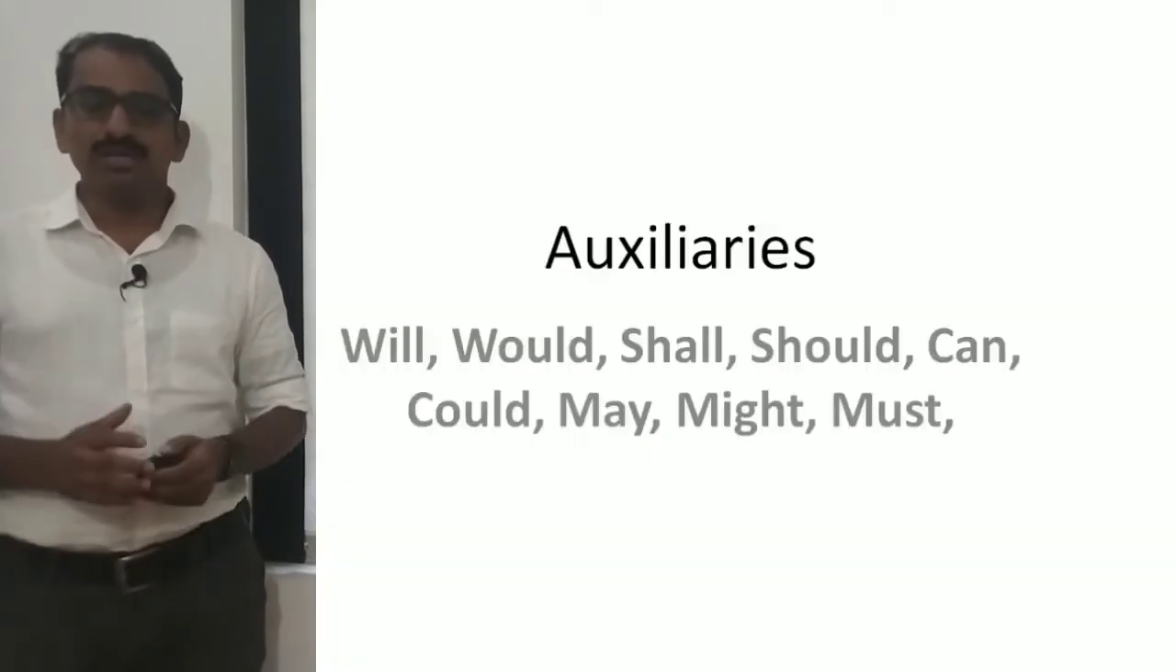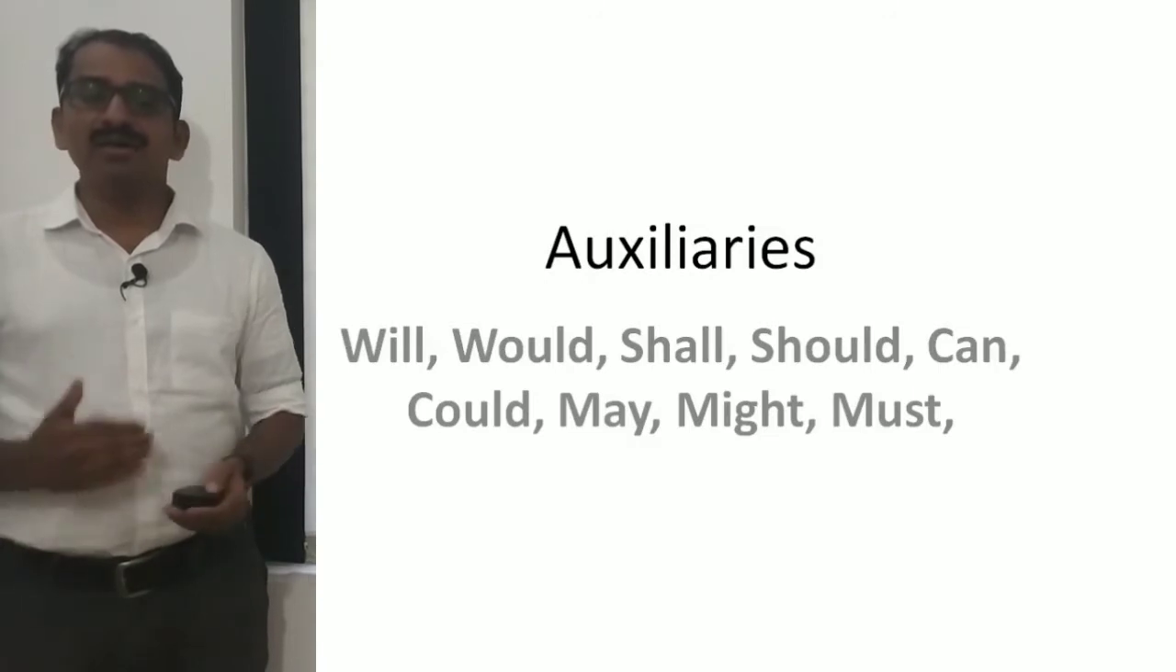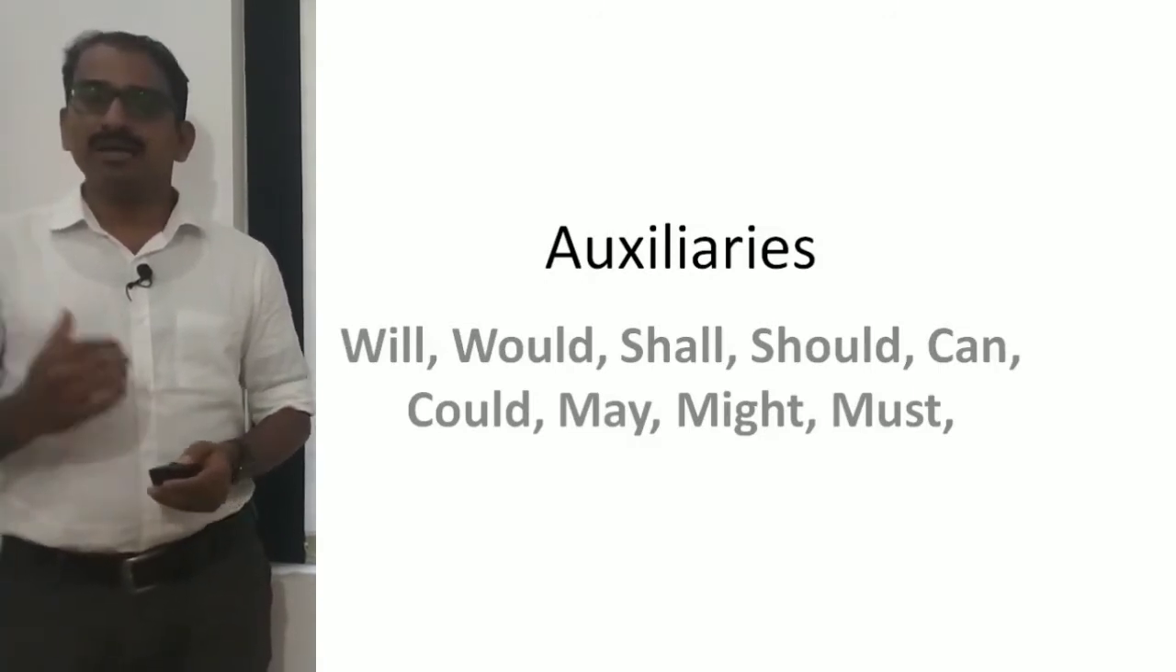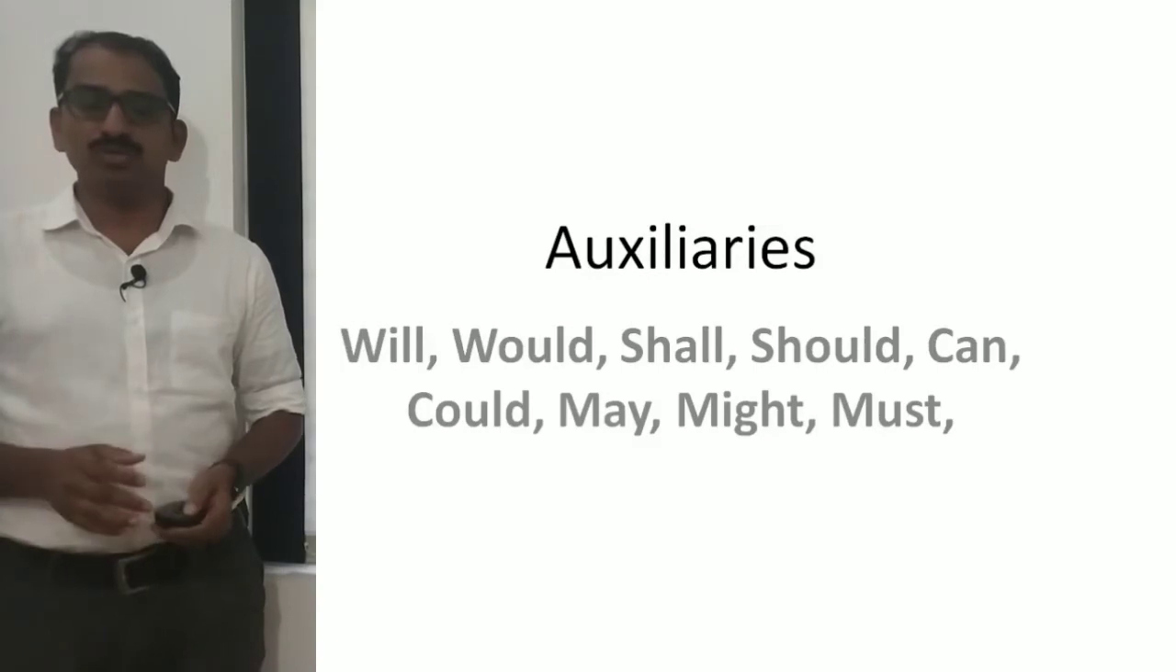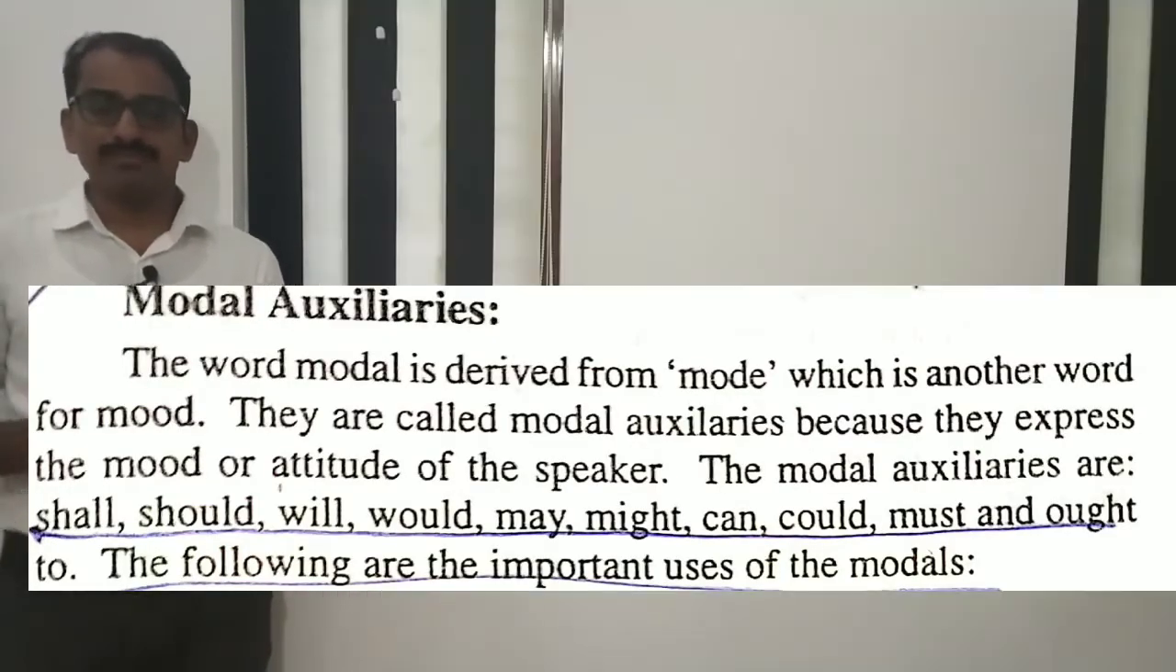In the last video, we had discussed the first 8 auxiliaries in English: am, is, are, was, were, has, have, had. In this video, we will discuss the remaining auxiliaries up to the 17th auxiliary. 18th, 19th and 20th are do, does, did. We will do it in a later separate video. We will discuss the modal auxiliaries in this lesson. Will, would, shall, should, can, could, may, might and must are the auxiliaries we are going to do. These are modal auxiliaries in English.